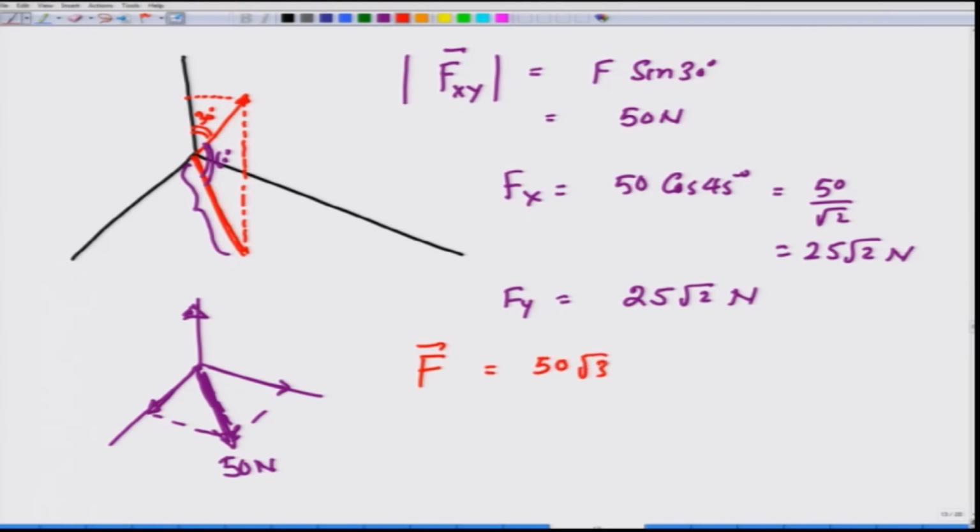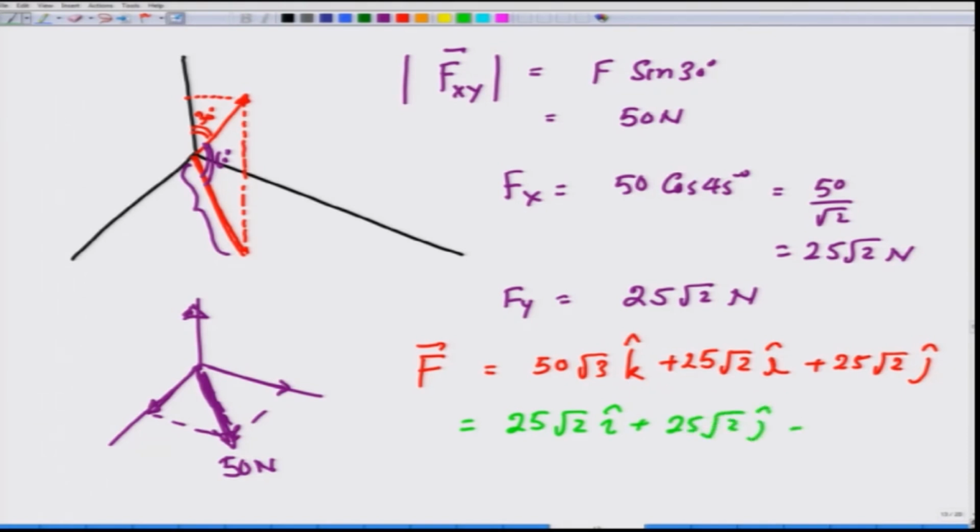and therefore, this force can be written as 50 root 3 k plus 25 root 2 I plus 25 root 2 j. It does not matter which order we write it in. I could also have written this as 25 root 2 I plus 25 root 2 j plus 50 root 3 k. That is the force.